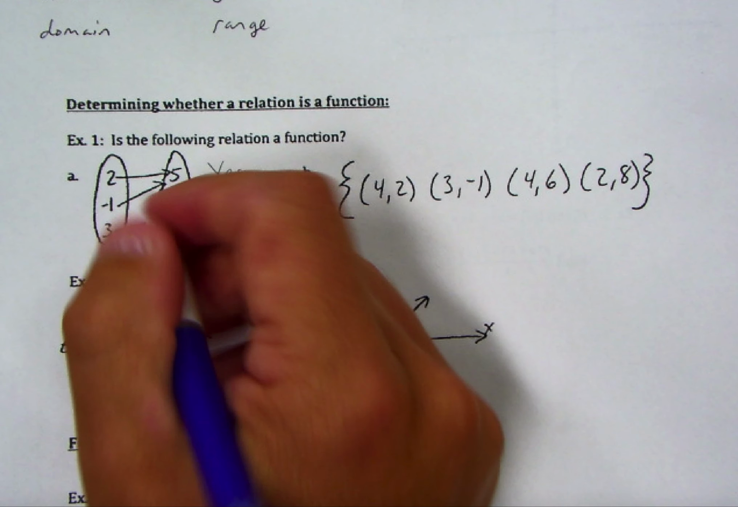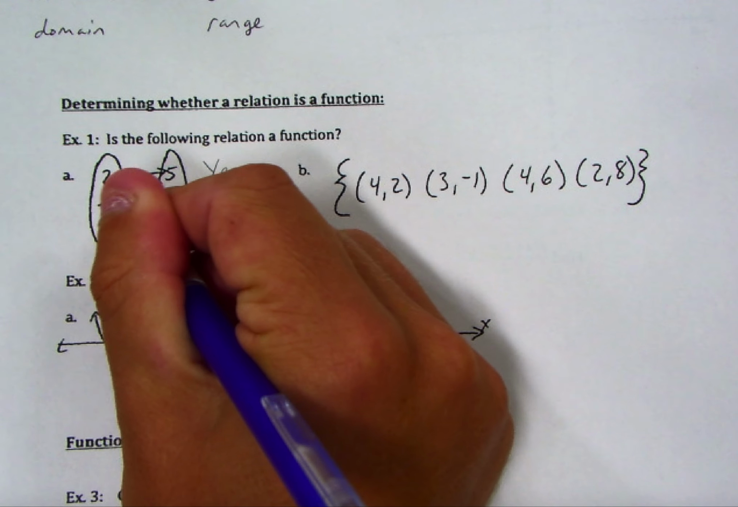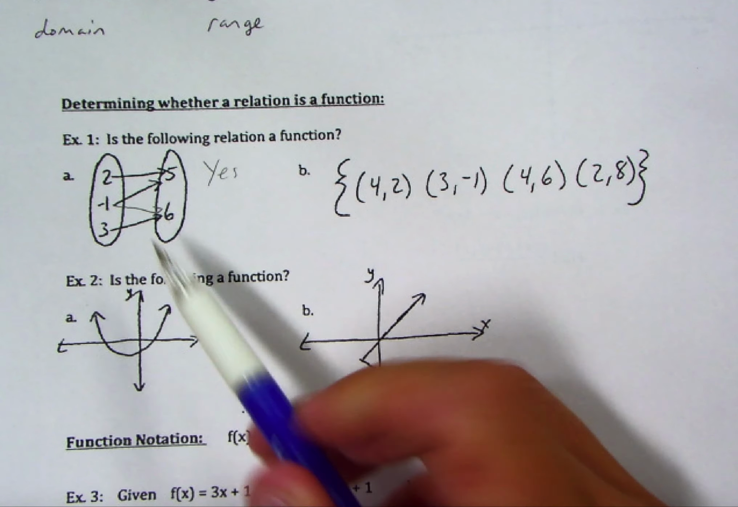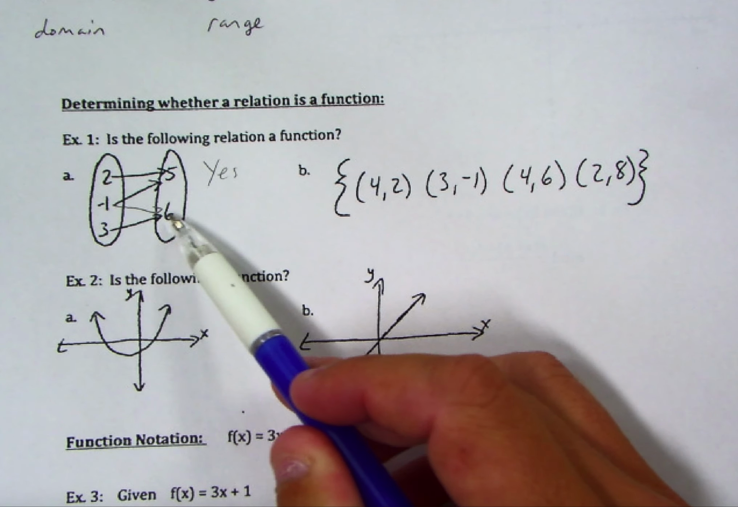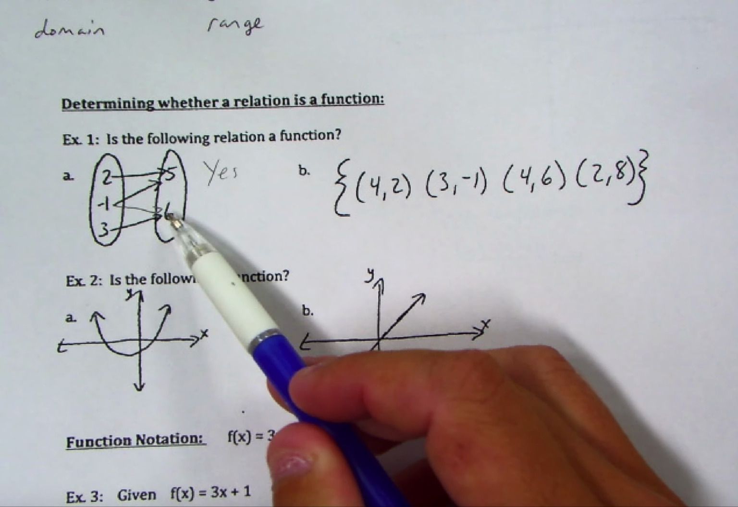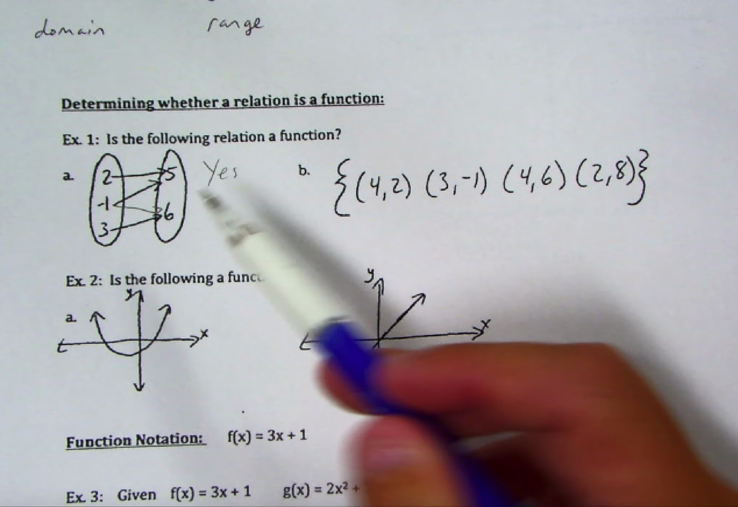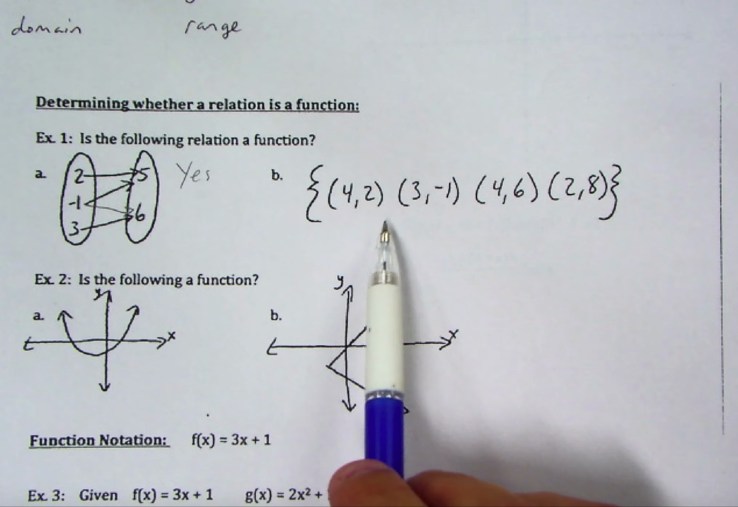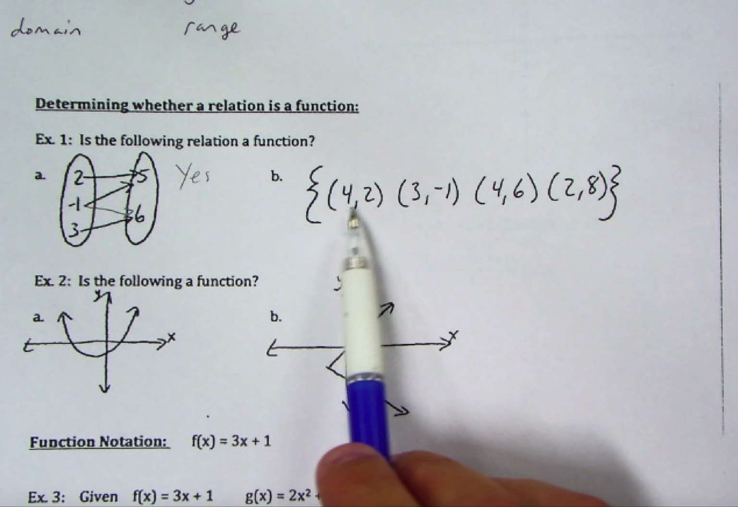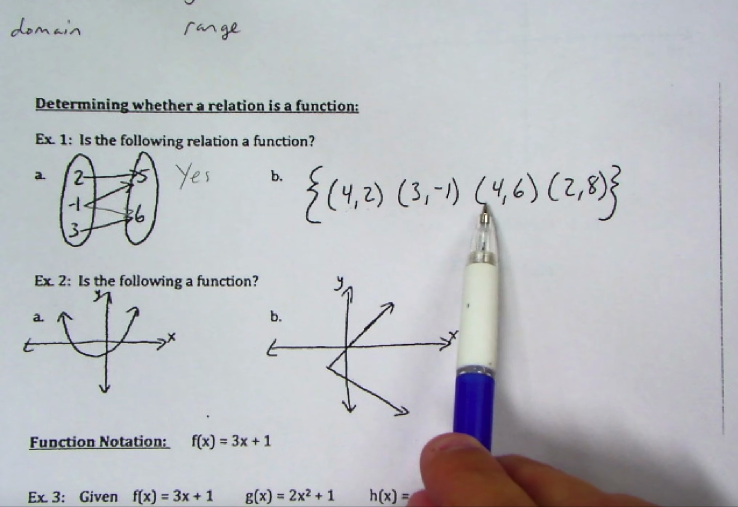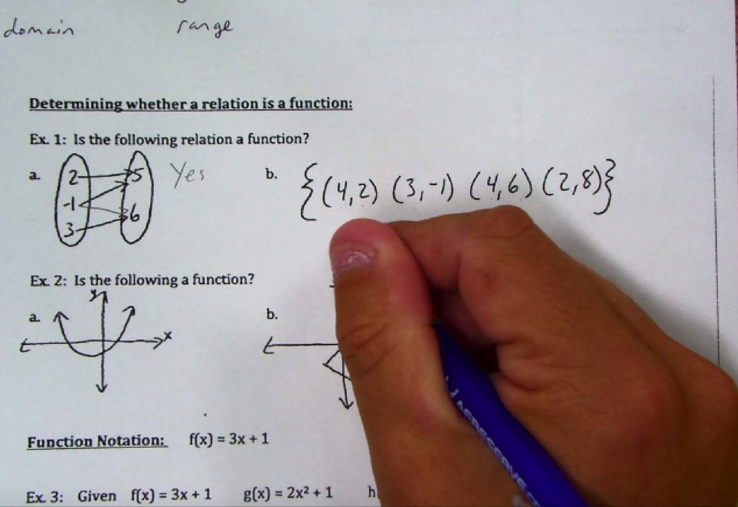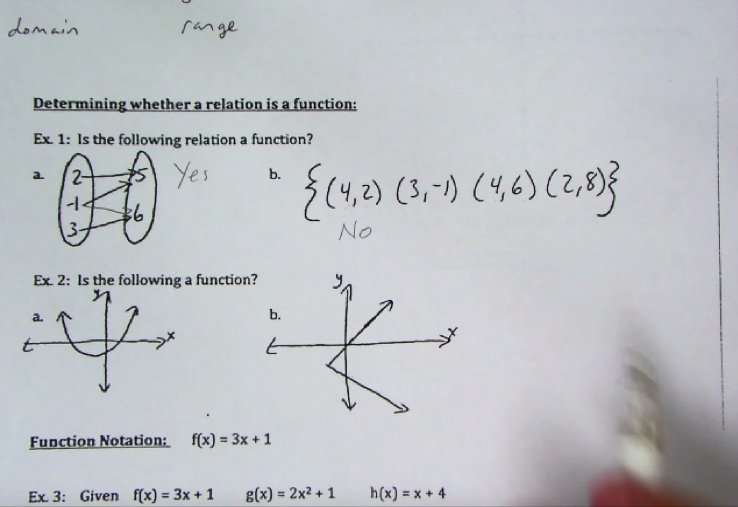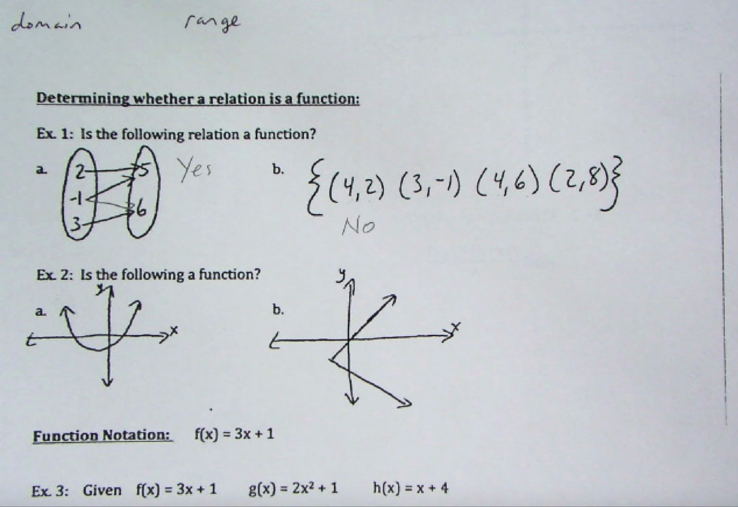Now, if I drew an arrow like this from -1 to 6, now if I input -1, I get 5, and if I input -1, I get 6. This is not a function. This would be no, because you have one input going to two different outputs. Same thing with a set of ordered pairs. You input 4 and get 2, and then the next time I input 4, I get 6. This would not be a function. This is no. Each input does not correspond to exactly one output.